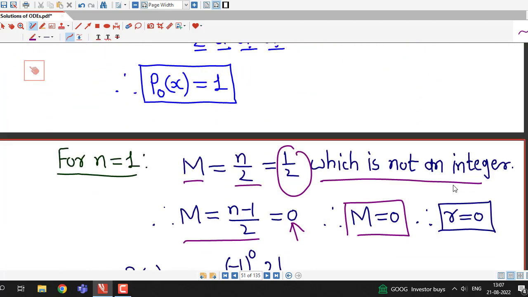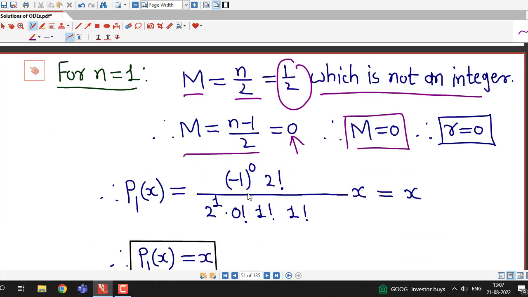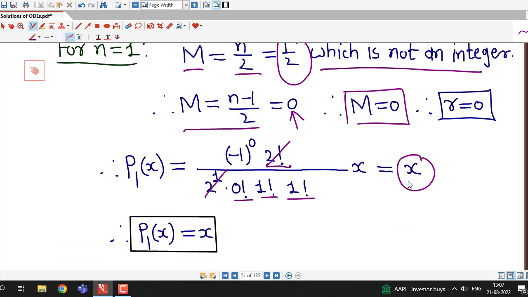So that thing I have written here, P1(x) is equal to this. 0 factorial is 1, 1 factorial is 1, 2 factorial is 2, so that will cancel out with this. Minus 1 raised to 0 is 1, so we have 1 into x, that is x. Therefore P1(x) is equal to x.